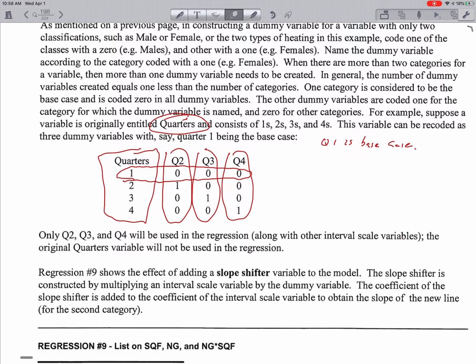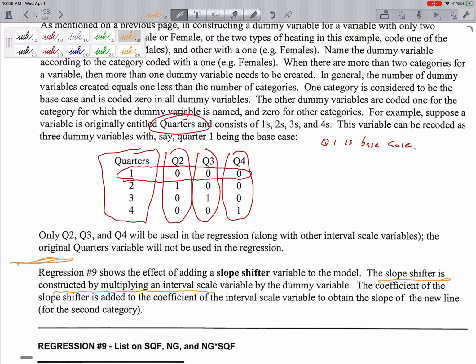Let's get down to this bottom part here, which is taking a look at the concept of the slope shifter. So regression 9 shows the effect of adding a slope shifter to the model. And the slope shifter is constructed by multiplying an interval scale variable, in our case SQF, by the dummy variable, which takes on values of 0 and 1. And the coefficient of the slope shifter is added to the coefficient of the interval scale variable to obtain the slope of the new line for the second category.